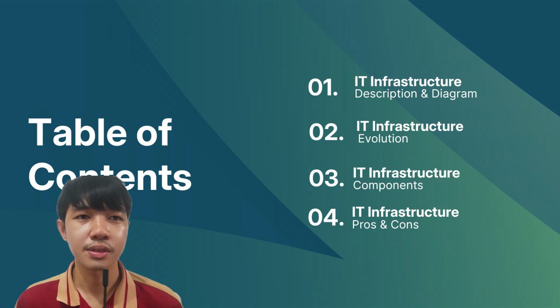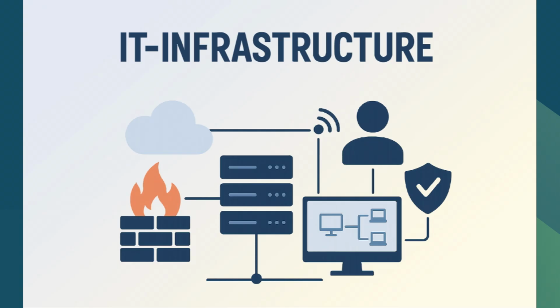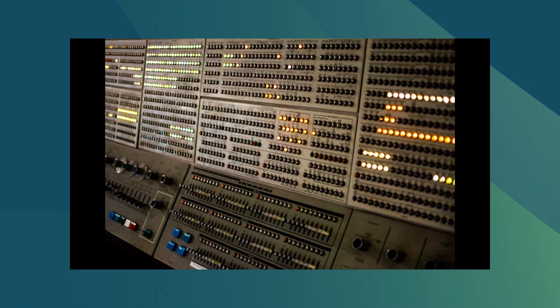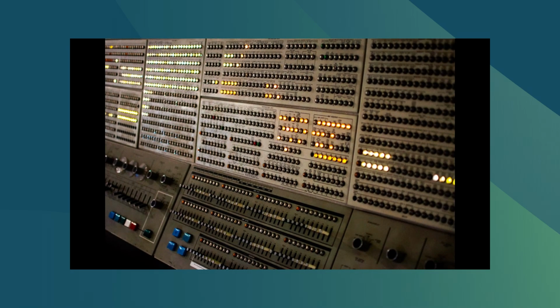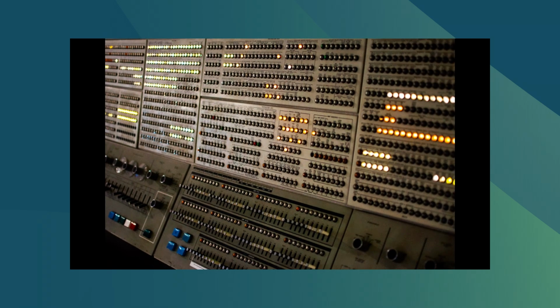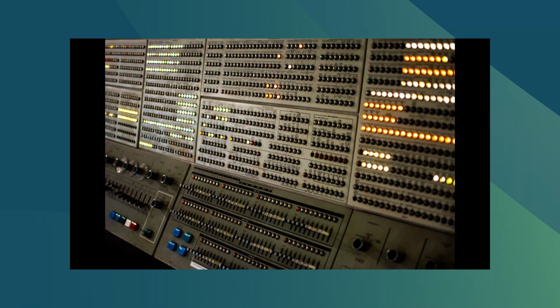Now that we have discussed IT infrastructure, its definition, and the diagram, let's discuss the evolution of IT infrastructure. When did it start and how is it evolving through time? IT infrastructure has evolved over time to meet changing technology and business needs. It started with the mainframe and minicomputer era around 1959. During this time, computing power was centralized, very expensive, and mainly used by large organizations.